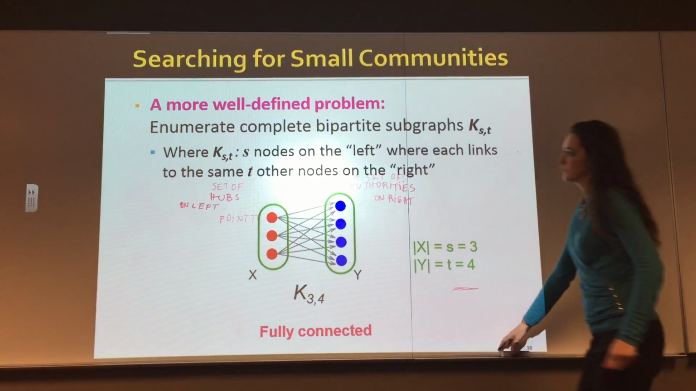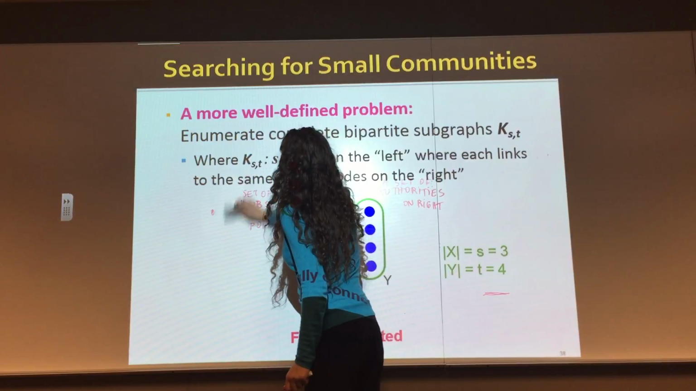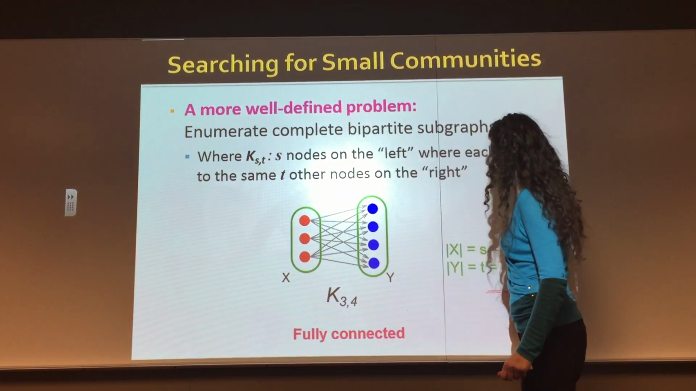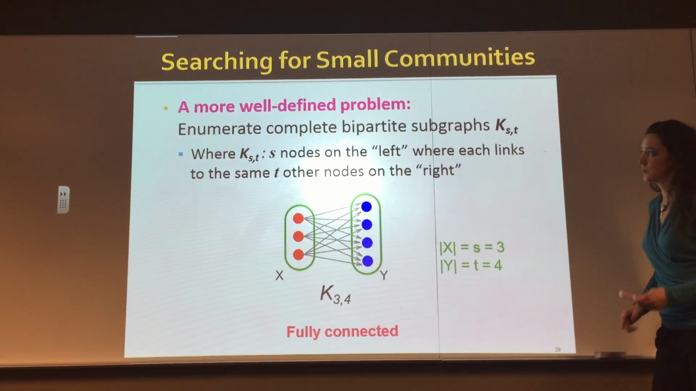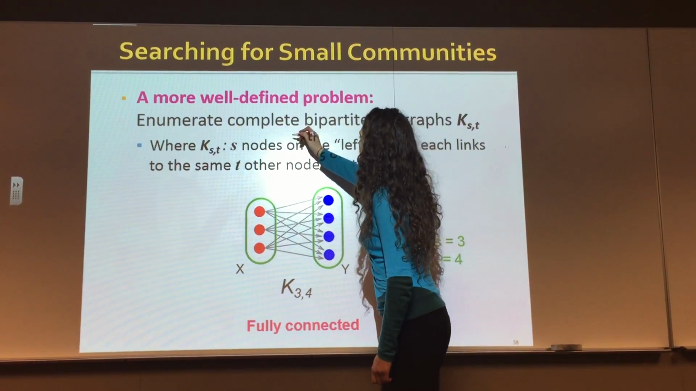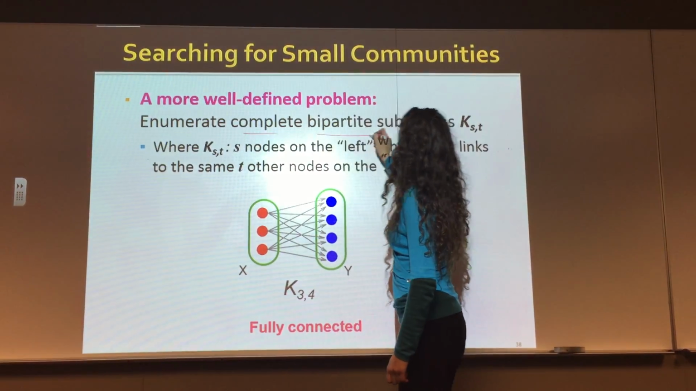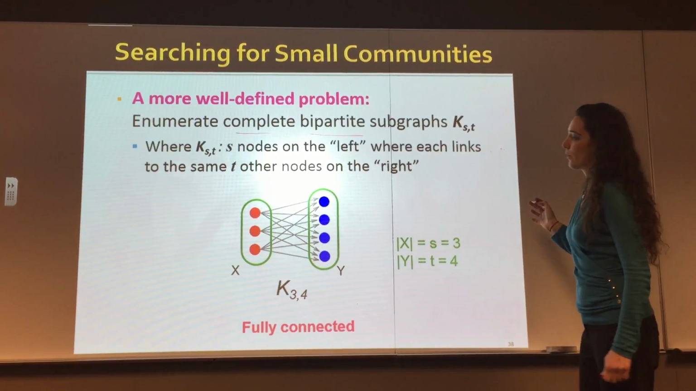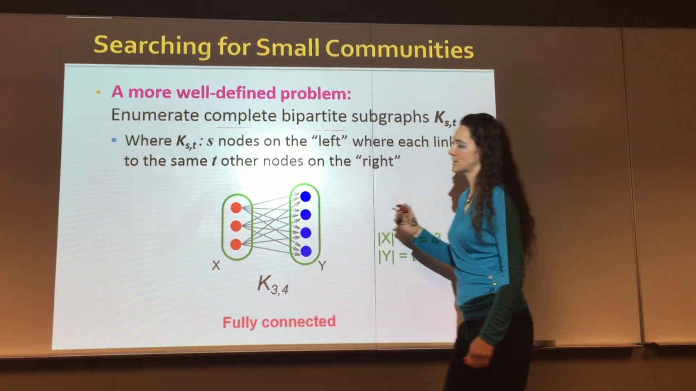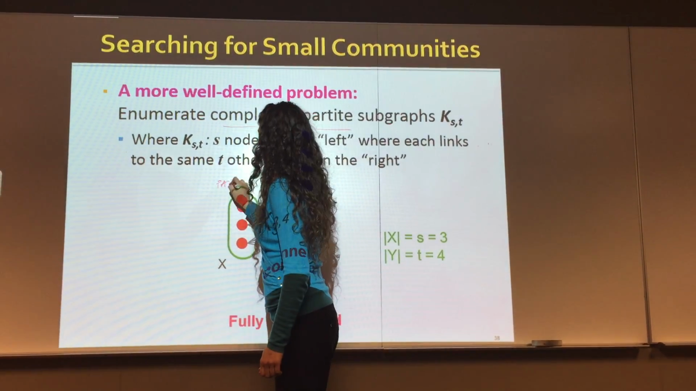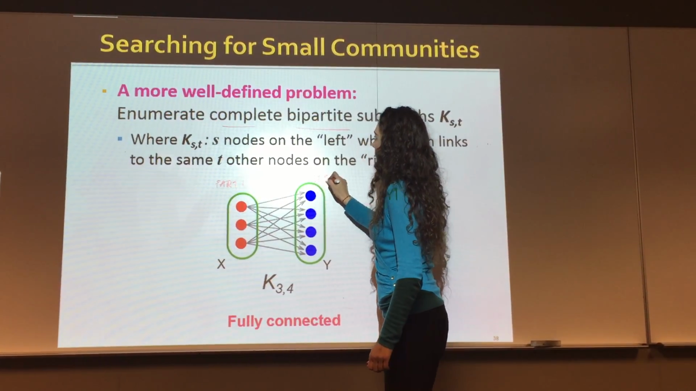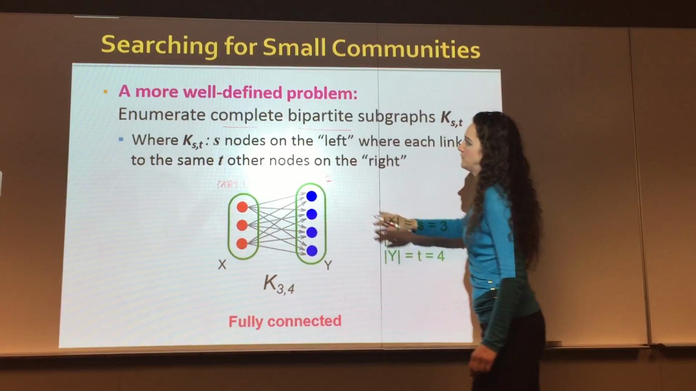So how are we going to use this frequent item sets method? So we will enumerate a complete bipartite subgraph. What does bipartite mean? It means it has two parts. It has part one on the left and part two on the right.